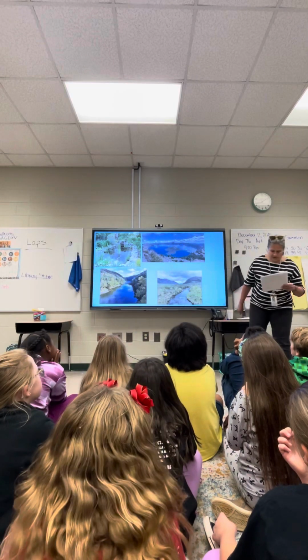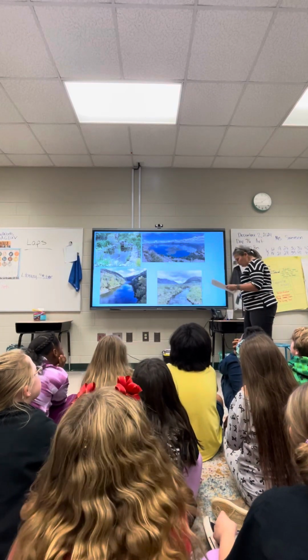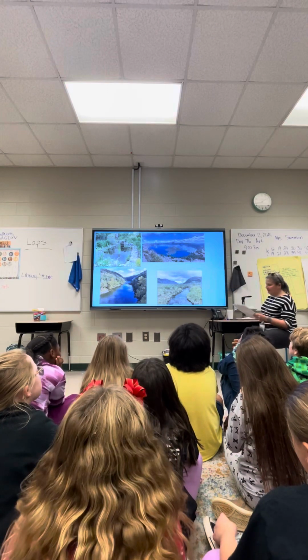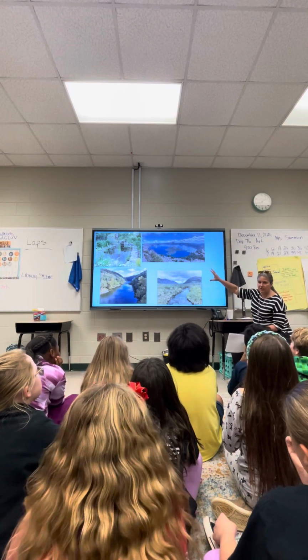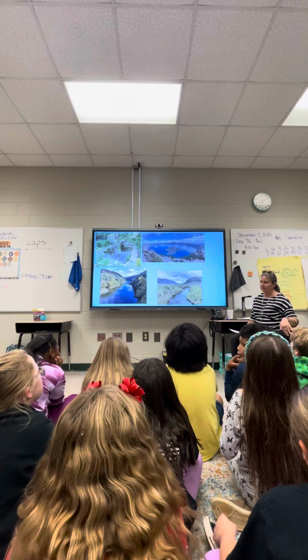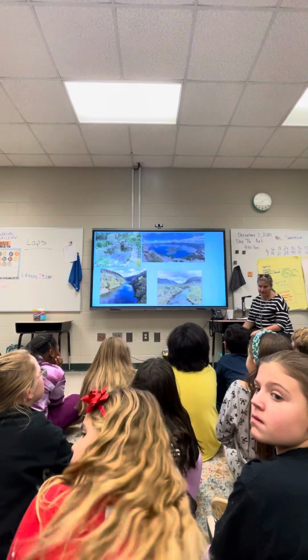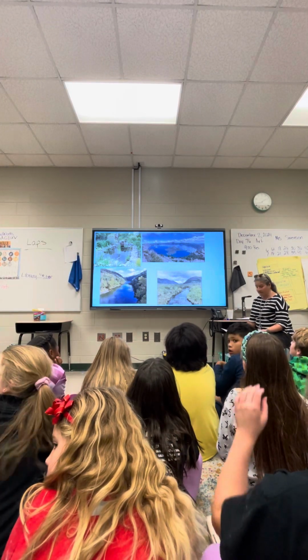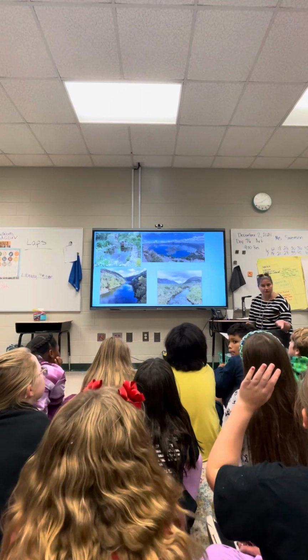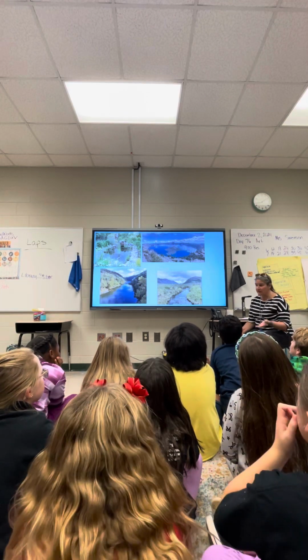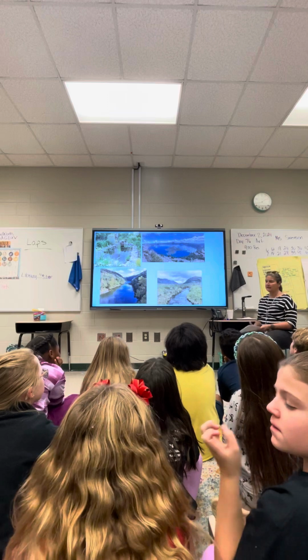Now we are going to be talking about how these are habitats for animals, and some of the animals that live in these habitats are fish, frogs, turtles, salamanders, and other ones, okay?